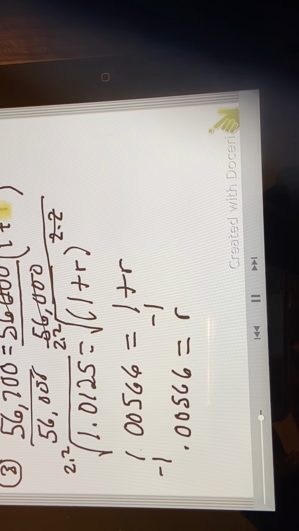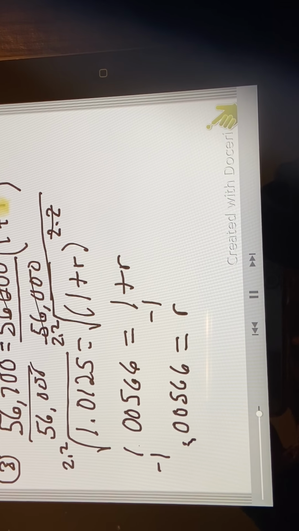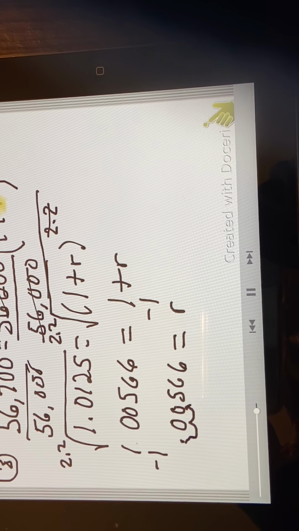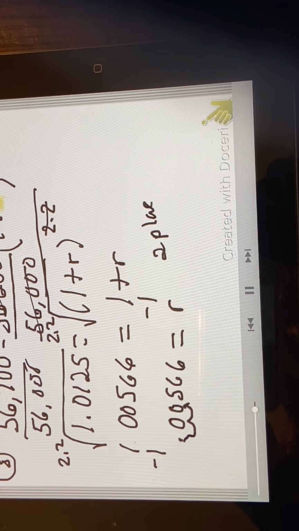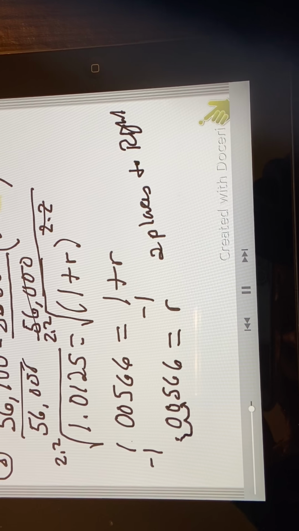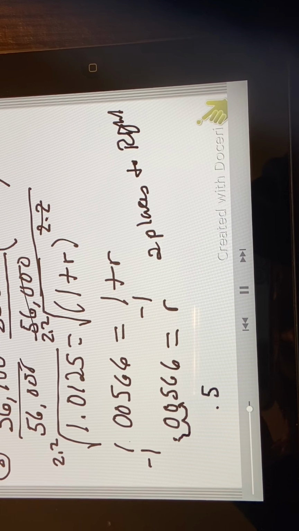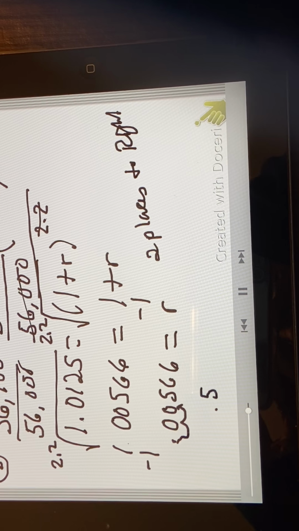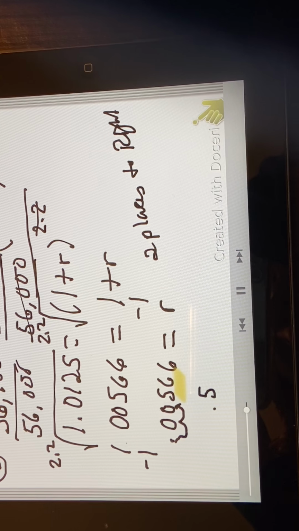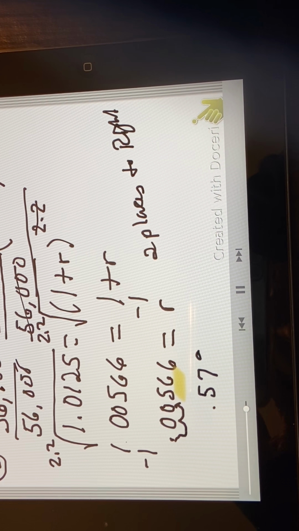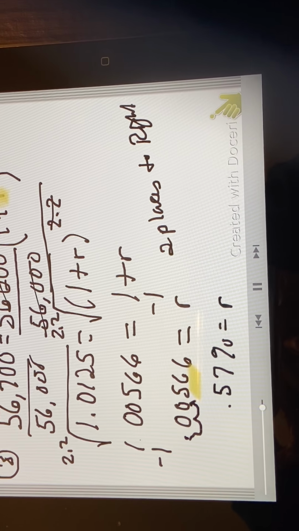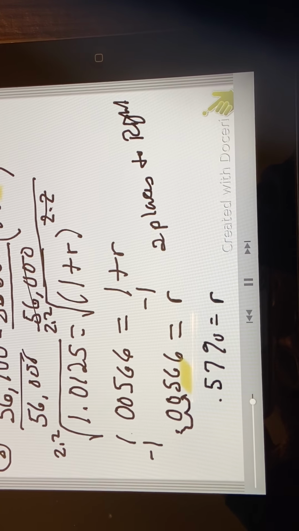Now, I can't type this into the calculator. I have to make it into a rate. So a decimal into a percent, you move it 2 places to the right. So I went 2 places, so that's 0.5, and it wants it 2 places. Again, this part here, 2 places. So I'm going to say 0.57, and then that's a percent. So that's the rate that he's going to use in order to achieve $700 in interest.